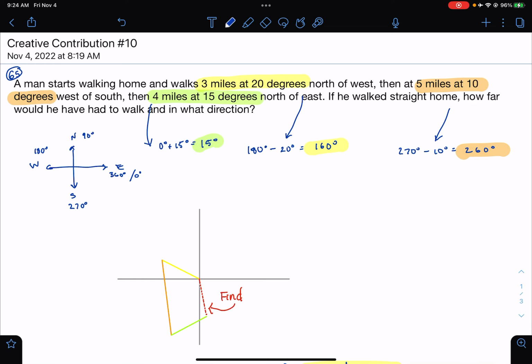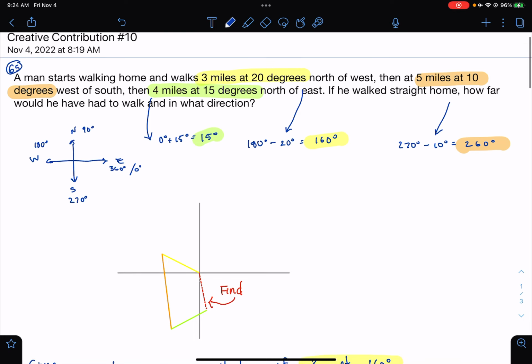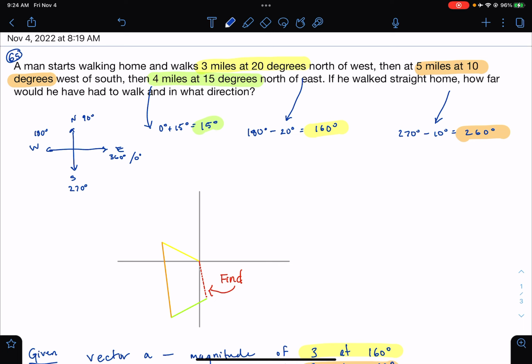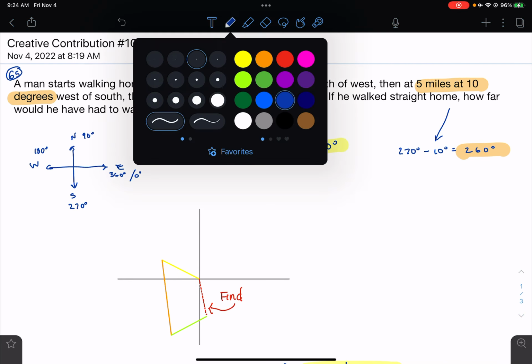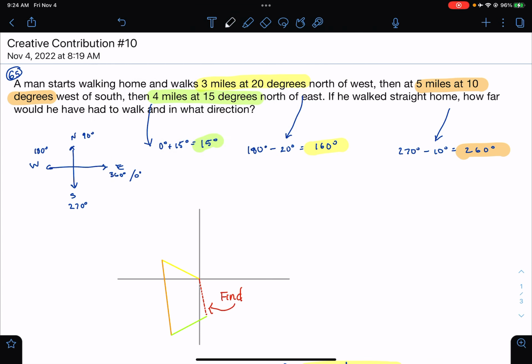Since he didn't walk in a triangle, I couldn't use the law of sines or cosines. So instead, I just opted to use just vectors. And the first thing I did was basically translate the information into real angles.